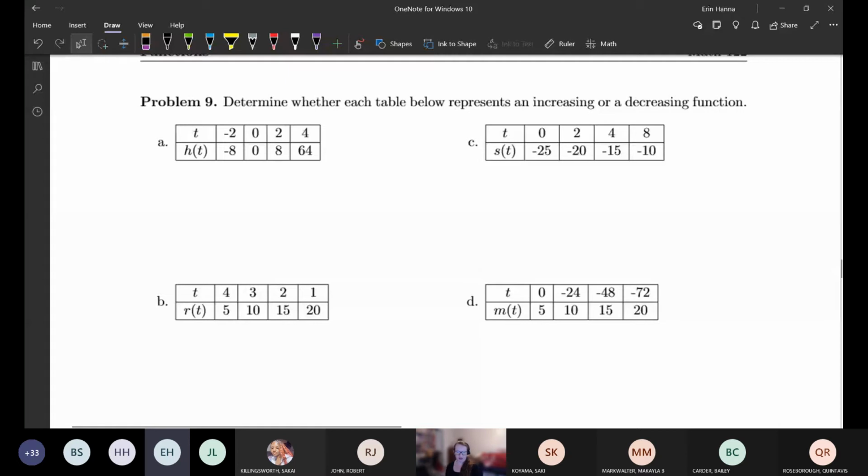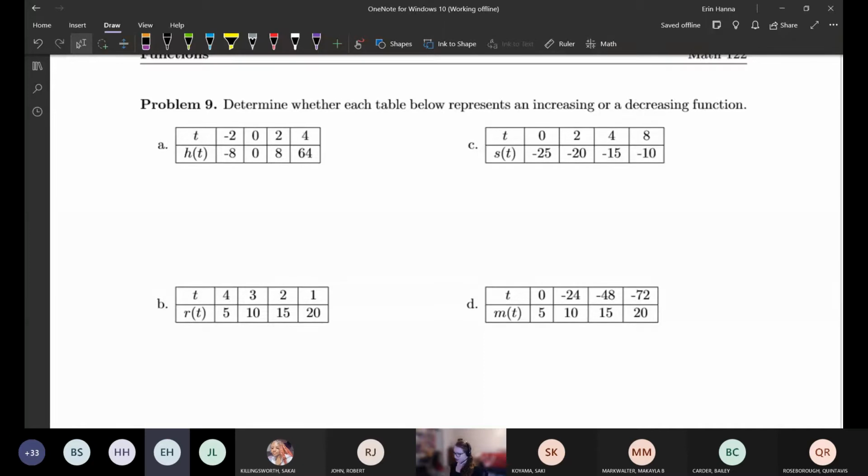So notice that all of the values here are in terms of t. I will probably accidentally say x a lot. Will my laptop get angry again? No, it didn't. Come on, there we go, sorry.